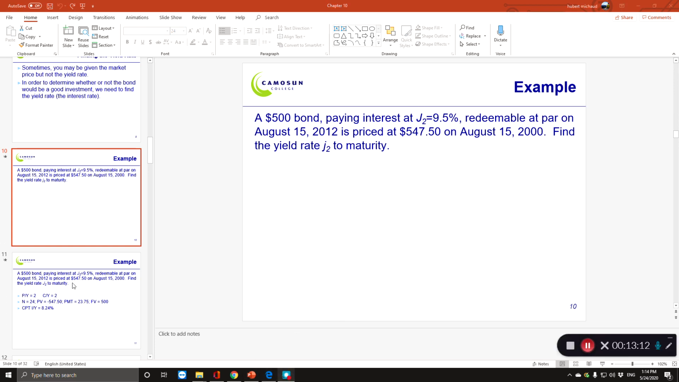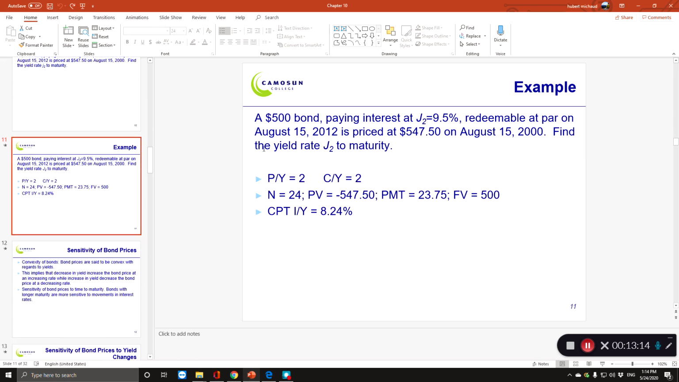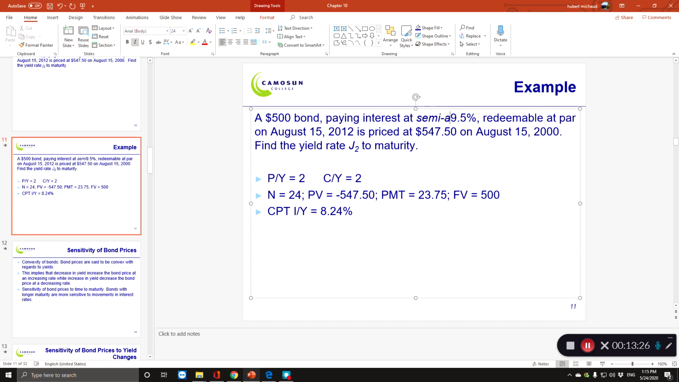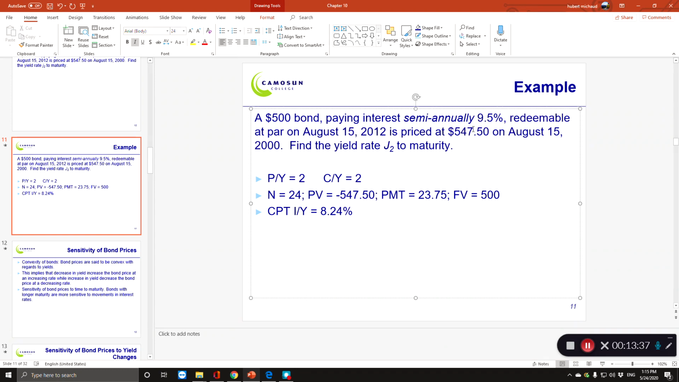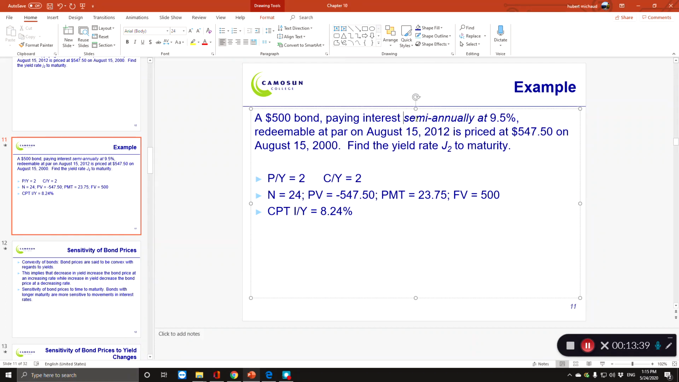Okay, I'll do the answer now. It's a $500 bond, so the $500 is going to be our future value. It's our maturity value. Okay, it pays interest at 9.5% semi-annual. Okay, I told you I wouldn't use the J2 way of writing interest rates. So paying interest semi-annually at 9.5%.